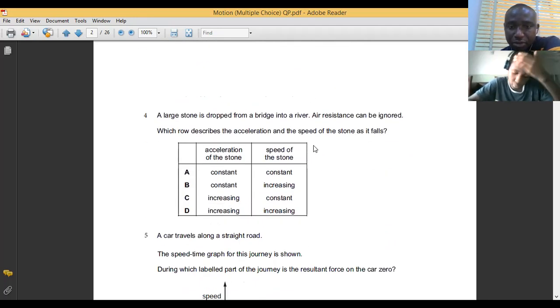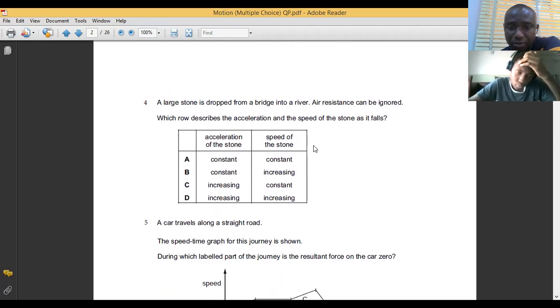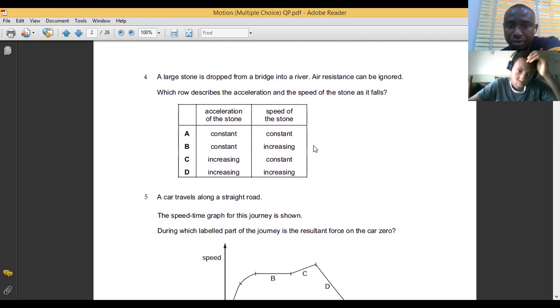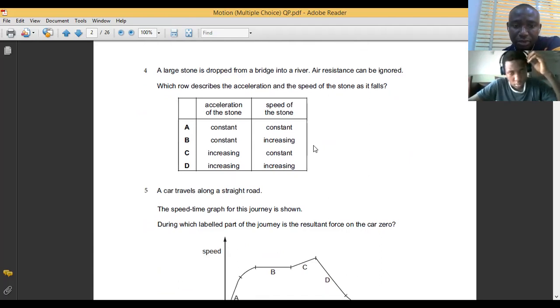A large stone is dropped from a bridge into a river. Air resistance can be ignored. Which rule describes the acceleration and speed of the stone as it falls? Okay, constant and increasing. B. Okay, B, the acceleration is constant and the speed of the stone is increasing.